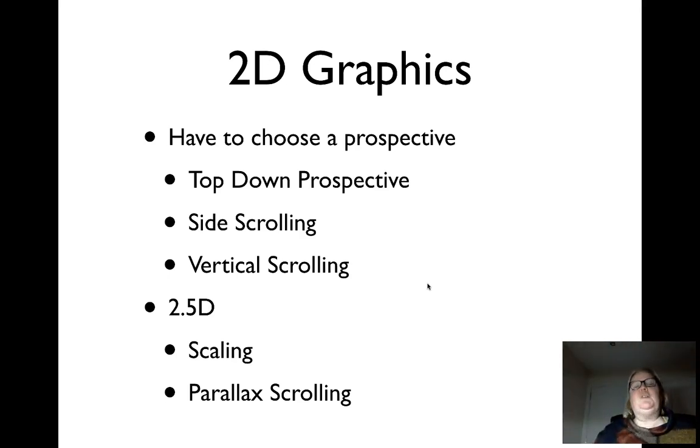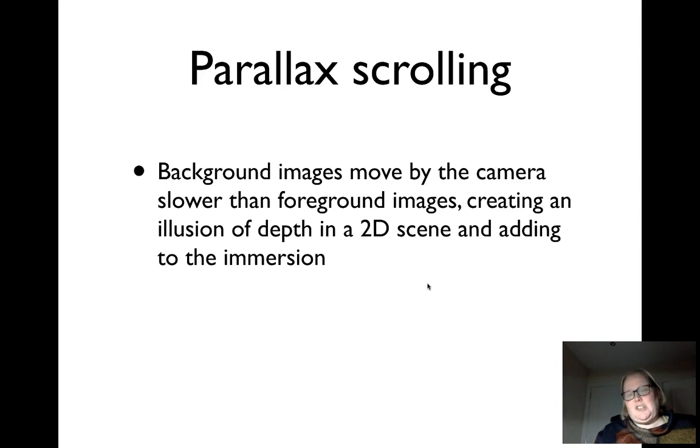There's also what we call 2.5D, which is really faking depth. So it's making it look a bit more like it's 3D. And you can do that either with scaling or the one I'm particularly fond of, which is parallax scrolling. Parallax scrolling is when the background image is moved by the camera slower than the foreground image. And this creates an illusion of depth in a 2D image scene and can add a feeling of immersion. It can add a feeling of it actually being 3D, even though it's not, hence the 2.5D label.